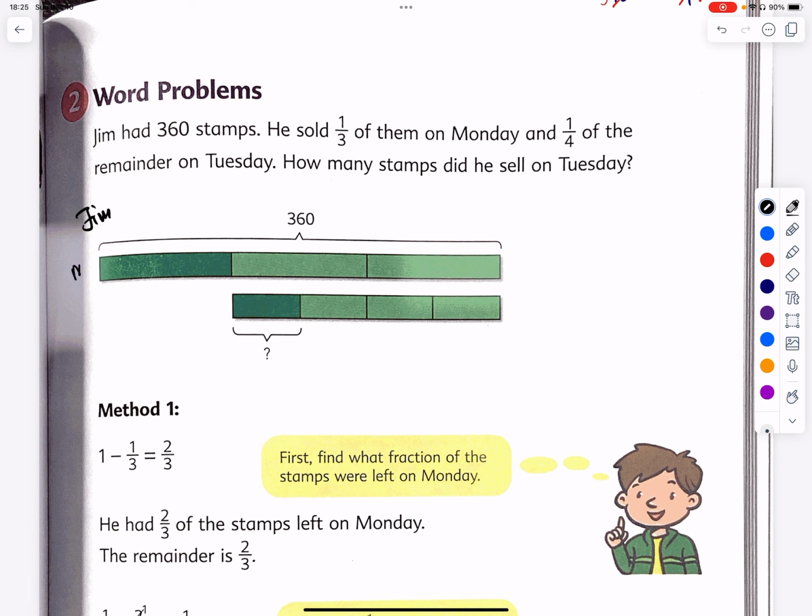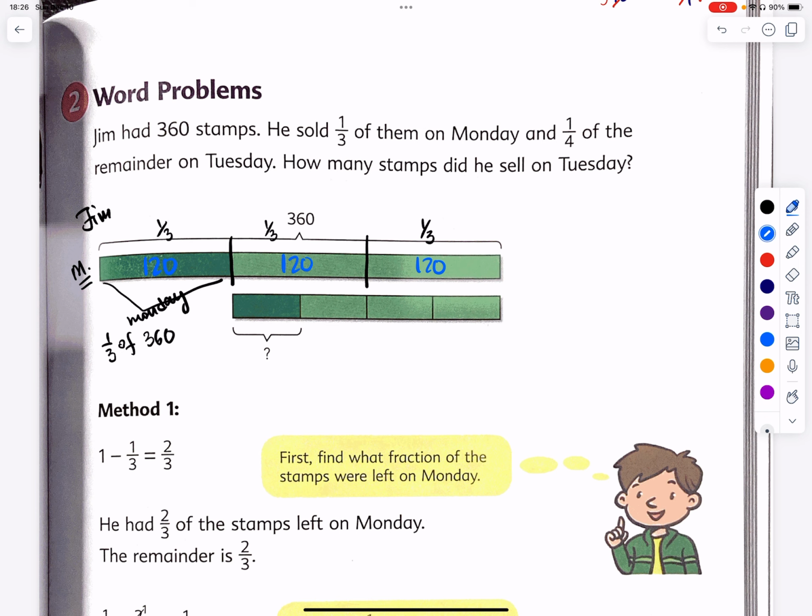Well, on Monday, he sold 1/3 of 360, correct? So 1 out of 3, 2 out of 3, right? 1/3, another 1/3, another 1/3. And what happened to 1/3? It was sold on Monday, right? 1/3 of 360. I hope you're beginning to see where I'm getting at. We understand that 1/3 of 360 is actually 120, right? Each of these units is 120 stamps.